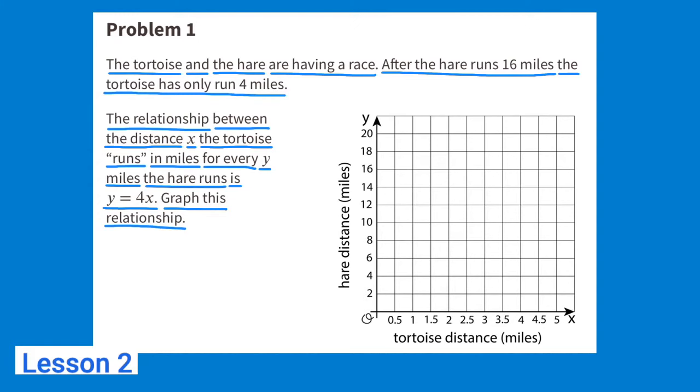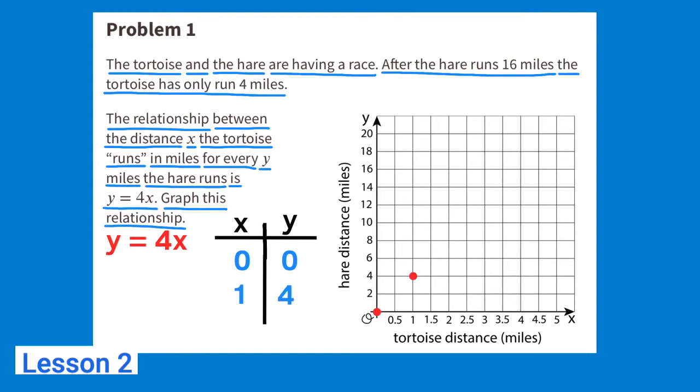First, I think I'll make a table to get some coordinates. The x value will be on the left side of the table, and the y value will be on the right side of the table. Remember, all the y values will be 4 times greater than x. What's 4 times greater than 0? 0. What's 4 times greater than 1? 4. What's 4 times greater than 2?